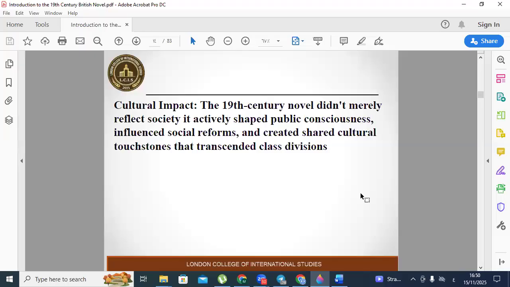The novel's cultural impact extended beyond Britain through translation and imperial circulation. Victorian novels shaped global understandings of modernity, industrialization, and social change.